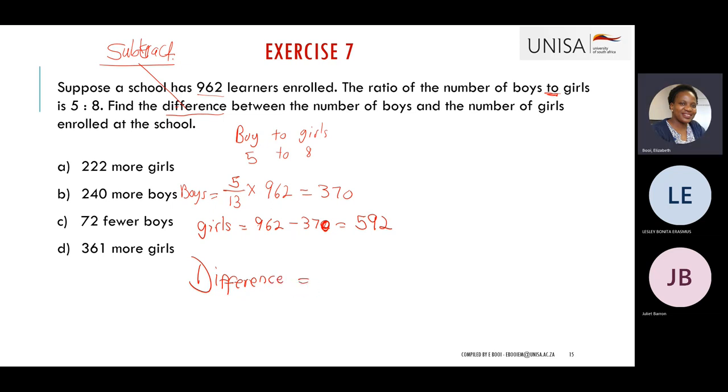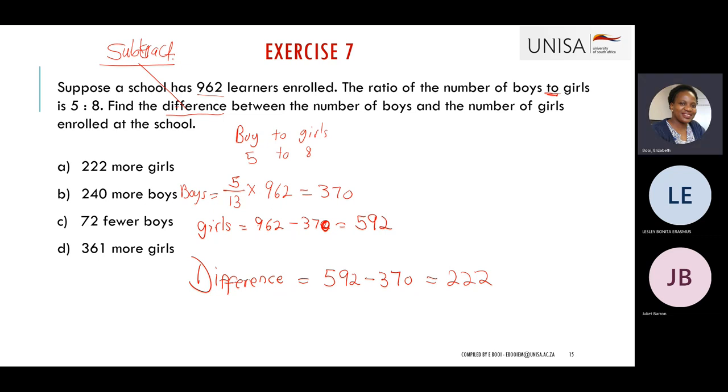Now, the difference, which is what we need. The difference between boys and girls is 592 minus 370, which is 222. Because the girls are more, right? There are 222 more girls than boys in the school. And that's how you will answer the question when it comes to ratios. That's A, correct. Yes, Leslie.